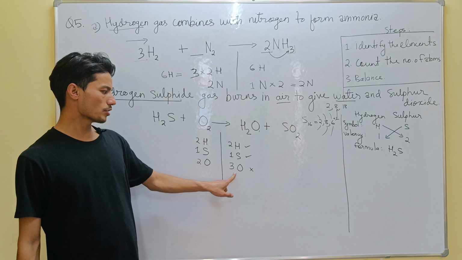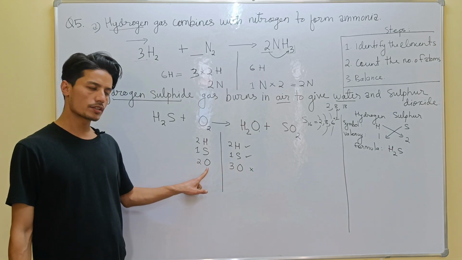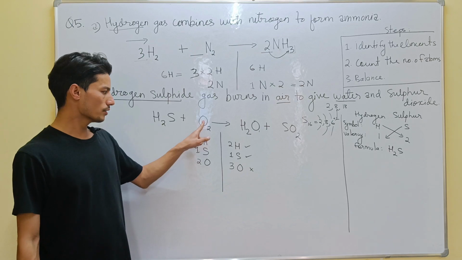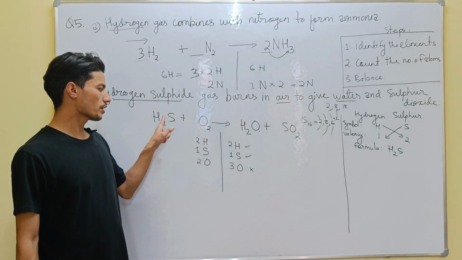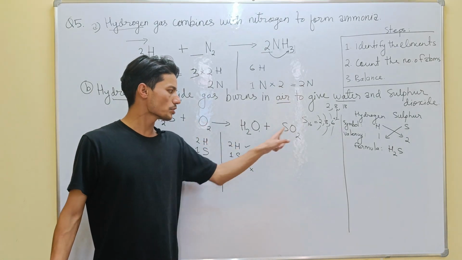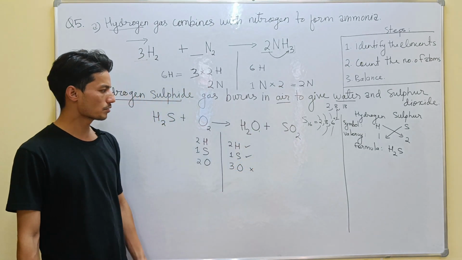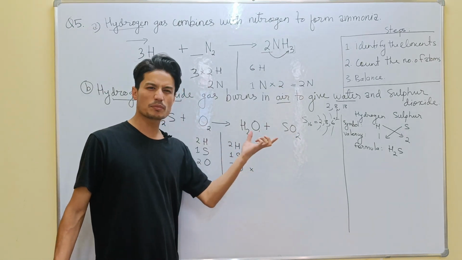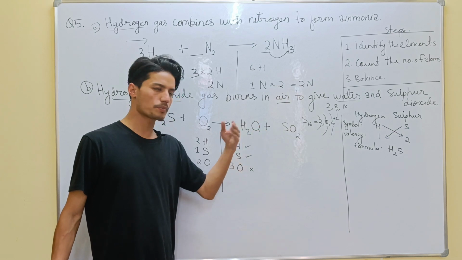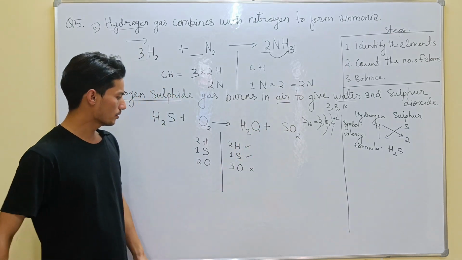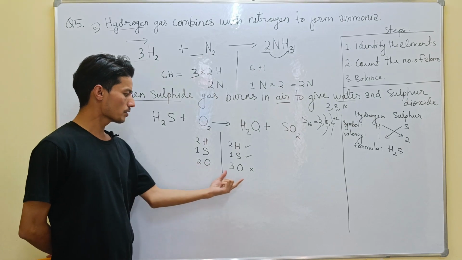See, there are 3 oxygen atoms here, there are only 2 here. Now oxygen is only found here. You do not find oxygen in this compound, whereas here you find oxygen in both the compounds. Water also has oxygen, sulfur dioxide also has oxygen. So these are a little bit of a challenge, but don't worry. With practice you will be able to overcome this. All you need is practice.